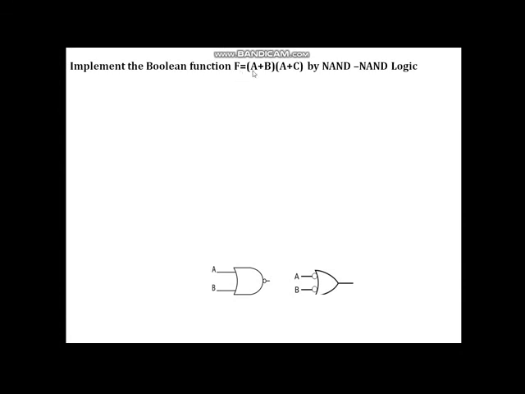Next function, F is equal to (A plus B) dot (A plus C). So here the function is in product of sum form. First, implement this function using basic gates.